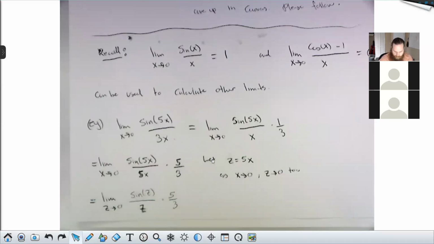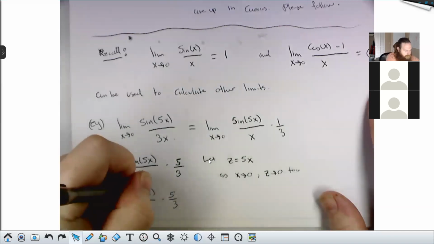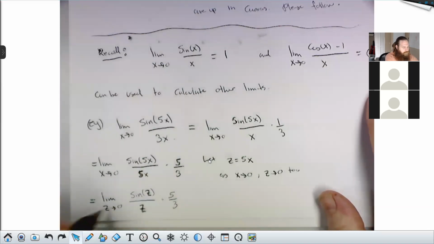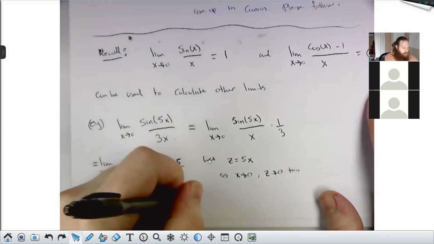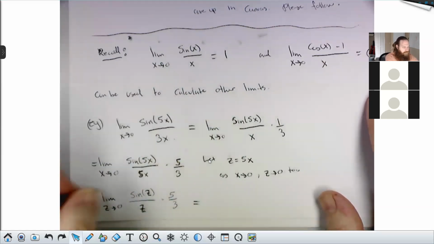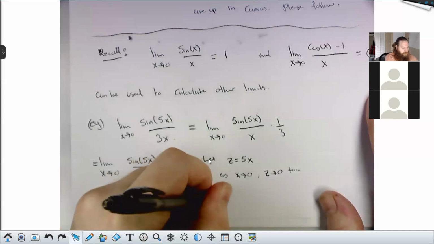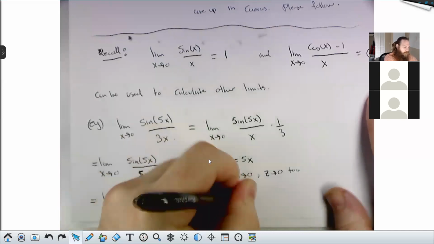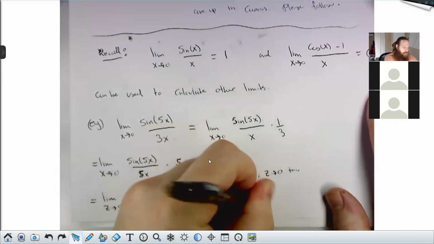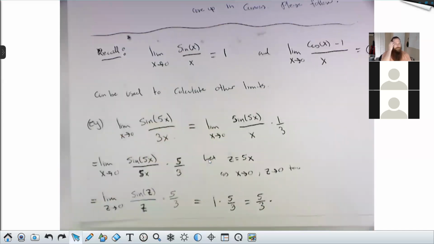Now the miracle is that sine z over z, as z goes to 0, really is the same as sine x over x, as x goes to 0. So the limit piece here is going to go to 1. And the 5/3 is just going to hang around. So you get 1 times 5/3, which is 5/3.